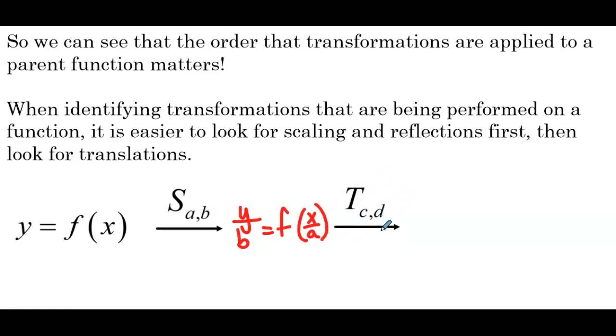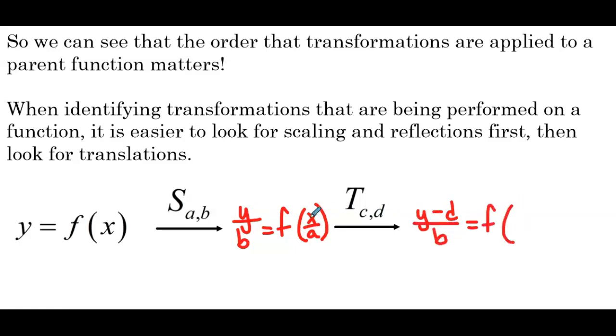Now we're going to apply the translation. So the translation, if we're adding d, so I had to use c and d, since I already used a and b for the scaling, we're adding d to y. In the equation, we're going to subtract d from y. Now notice y is in the numerator, so that subtraction is going to occur in the numerator as well. So we're going to have y minus d all over b.